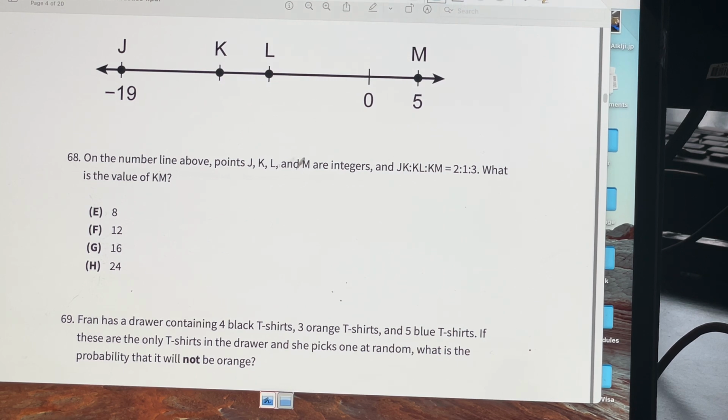So again, let me do something again. J to K is 2. K to L is 1. And then K to M is 3. JK is 2, KL is 1, K to M is 3. Or did they mean L to M? So, give me a second.